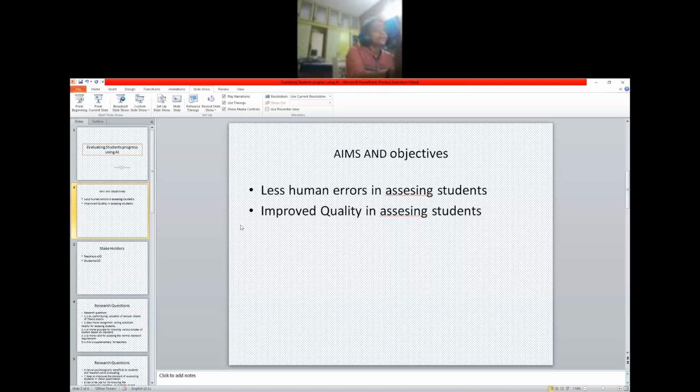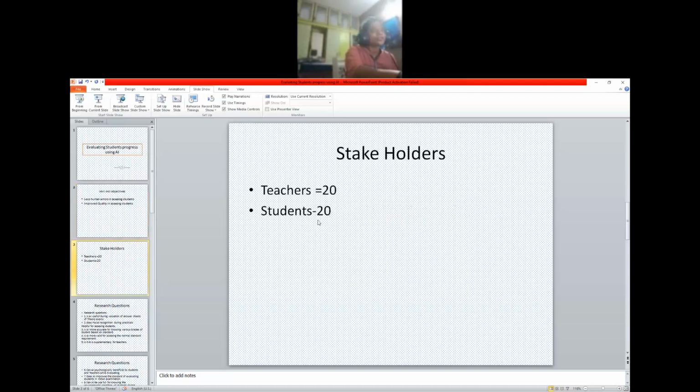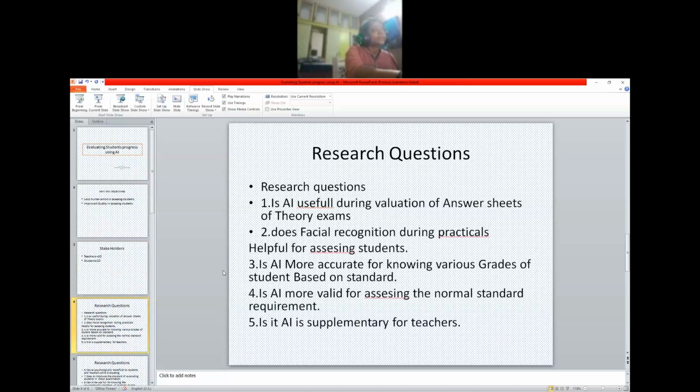So there will be some standard, and I'm planning to use this as a tool to assess the students. The main stakeholders for this study will be teachers and the students, definitely, because the teachers are the persons who are going to correct, and the students. And the research questions for this topic is whether the AI is really useful in evaluating the answer sheets during theory exams. And the second one, sorry, that is for the practicals.